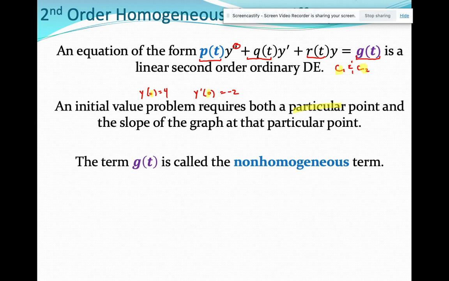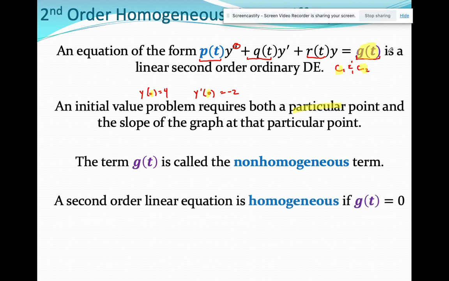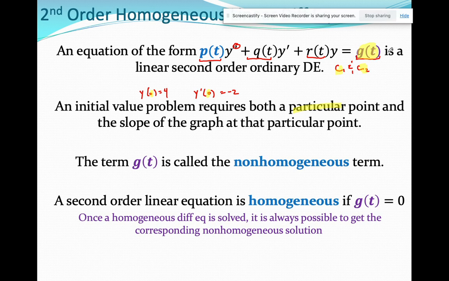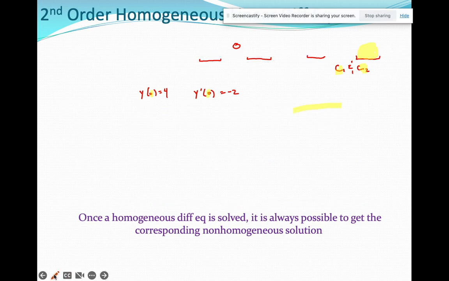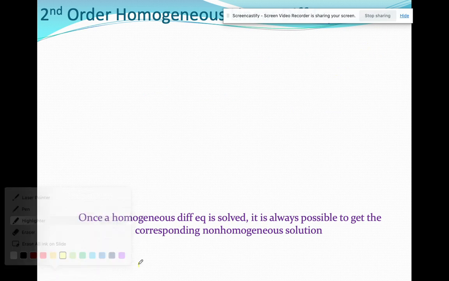The term over here on the right side of the equal sign, that's the non-homogeneous term. If that value is 0, then you have a homogeneous second order differential equation. And we're going to learn how to solve those first. The reason is, if we can solve the homogeneous one, which is more work and can be pretty annoying, we know we can solve the corresponding non-homogeneous one. So that's what we're going to do today: how do we solve different kinds of second order homogeneous differential equations.